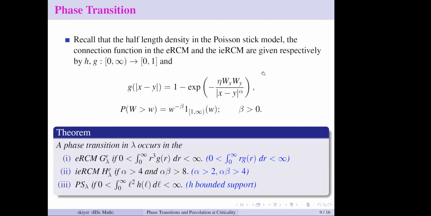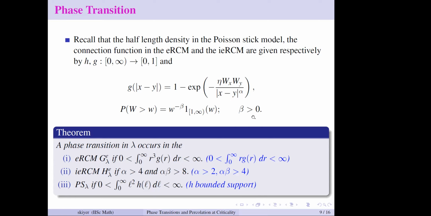So just to come to the first result, quickly recall that when we had these three models, the Poisson stick model had a half length of the sticks given by this probability density function H. In the random connection model, we had this connection probability function G. And in the inhomogeneous random connection model, the connection probability was given by this formula here. And then we enhanced these two models.